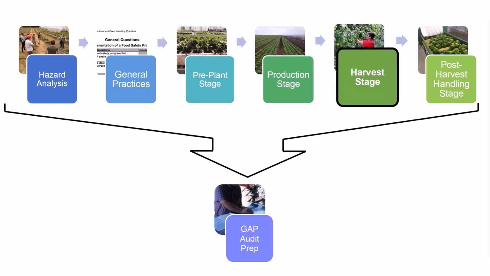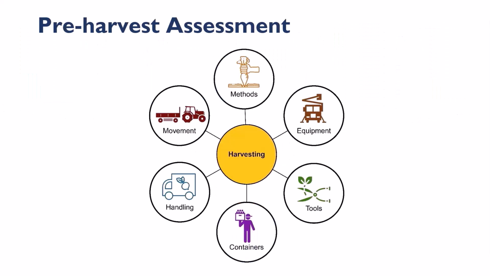Today, we will be discussing the 5th step of developing a food safety program, addressing the harvest stage of your operation. Before you begin harvesting, it is important to think about the flow of your harvesting process and the methods and procedures you will use to harvest.